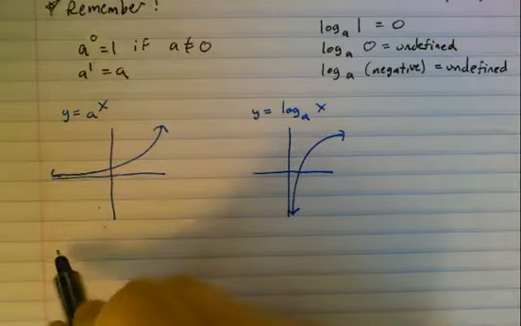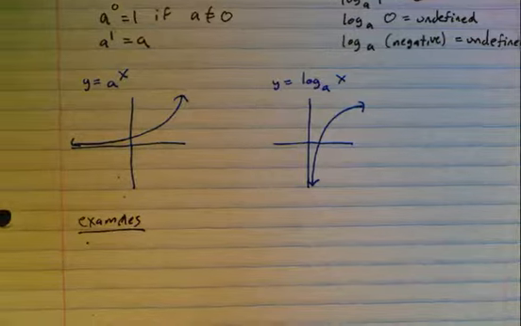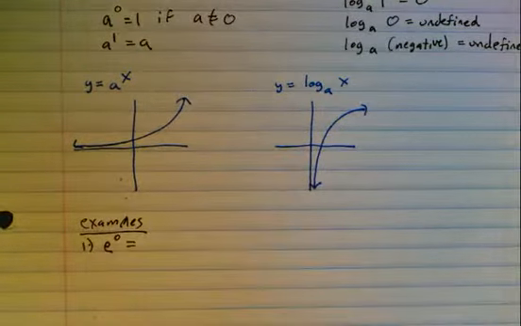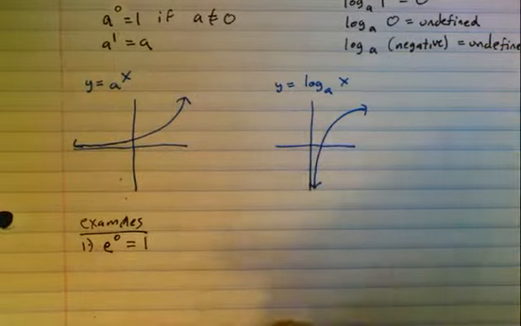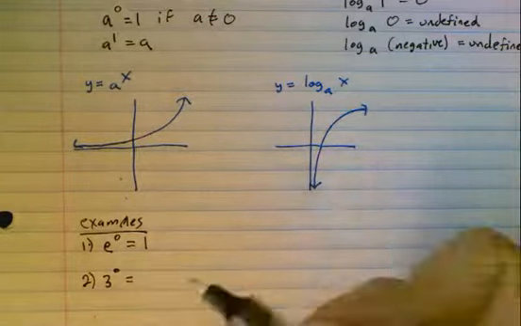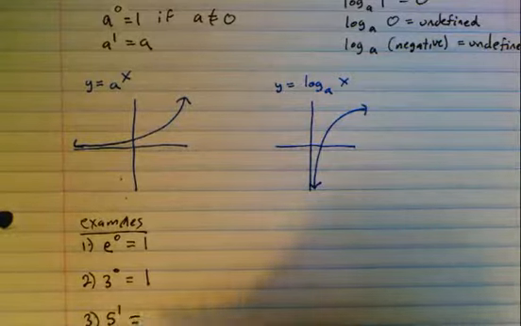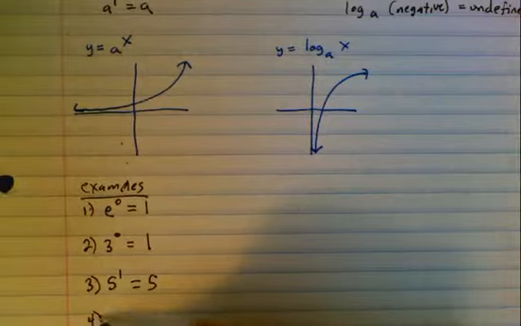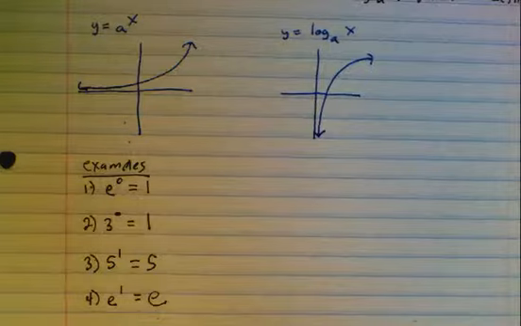So let's just do some evaluating examples. We're just going to be applying the rules up top over and over. First, e to the 0. Well, e is just the natural base. It's a number like any other. Anything to the 0 power is going to be 1. Similarly, 3 to the 0 power, anything to the 0 power is 1. 5 to the first power, anything to the first power is itself, so that's 5. And then natural base is no different. e to the first is just e.